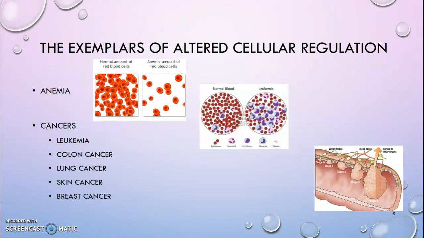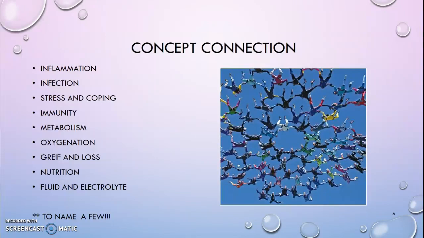The exemplars that we'll be covering in NUR 200 related to cellular regulation are anemias and a variety of cancers, as is written here. I also need to add ovarian cancer to that list. It did not make the final cut. We will not be covering all of the cancers in 1 week, as there's just way too much content to cover. So you'll see that we will bridge cancer over the course of 2 weeks.